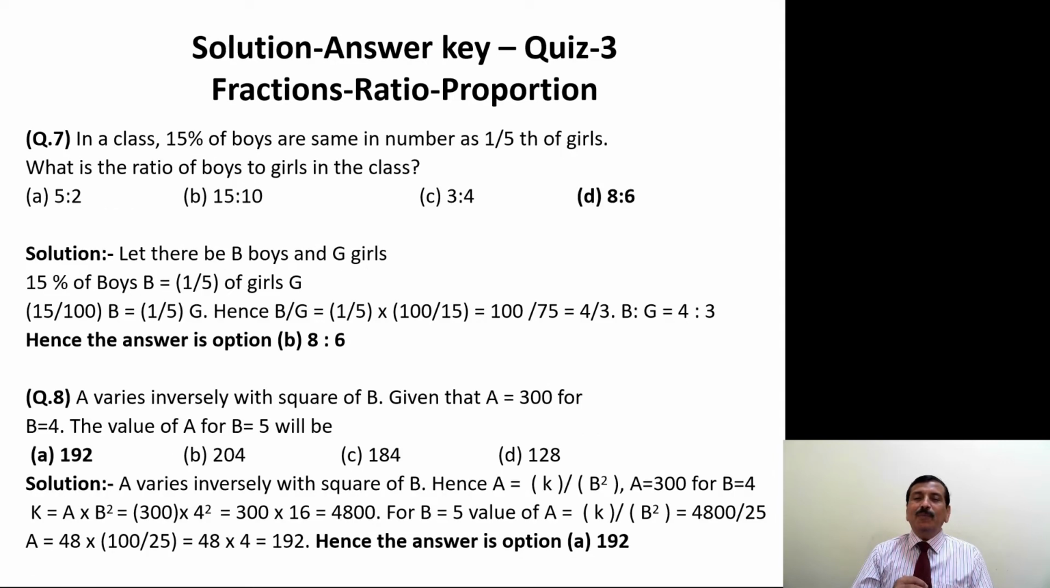Next, in a class, 15% boys are same in number as 1/5 of the girls. So we say 15 by 100 boys is equal to 1 by 5 girls. We simplify and boys by girls we get 8 is to 6.